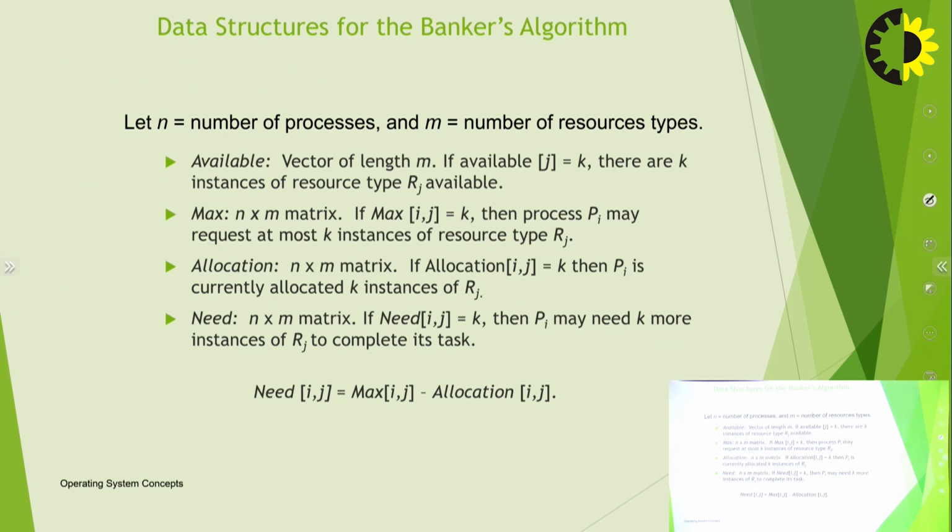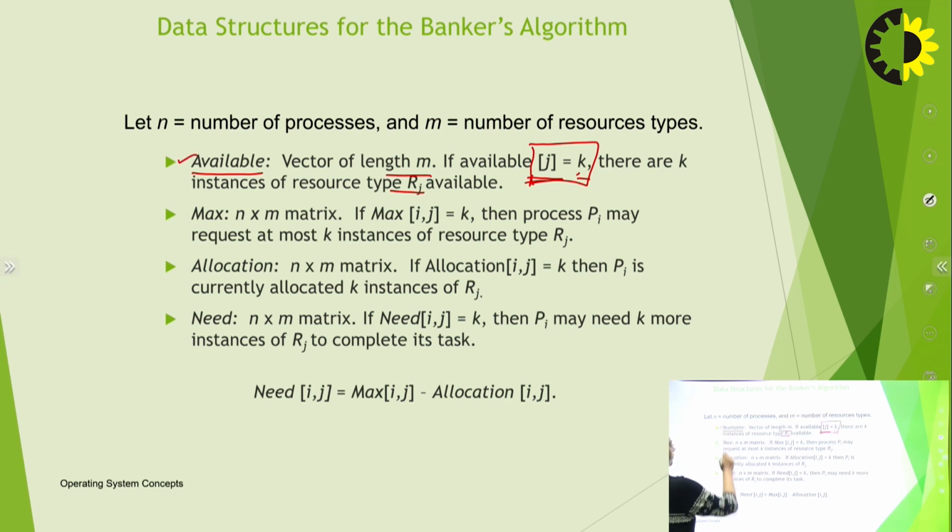Now the data structures for the Banker's algorithm. First, you should know the matrices which are used in this, right? The first one is Available, a vector of length m. If Available[j] is equal to k, it means that k instances of resource Rj are available, right?